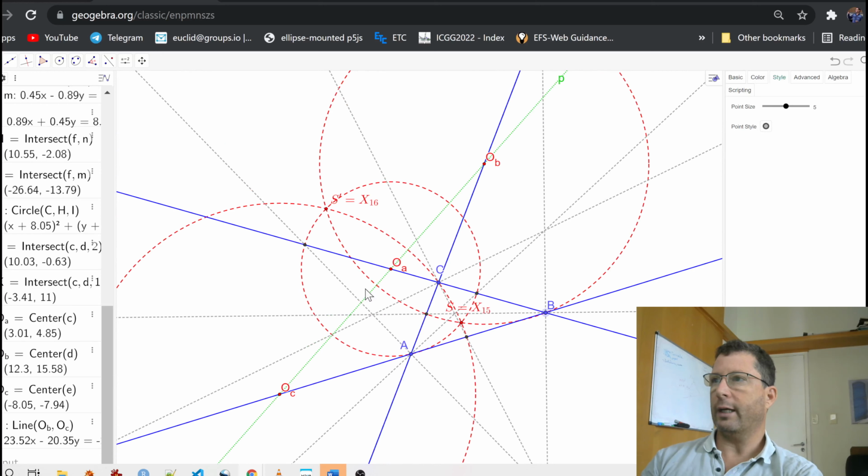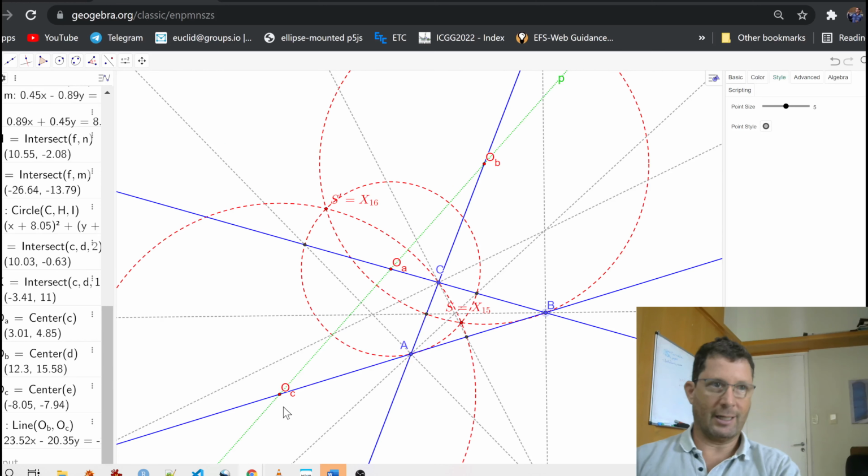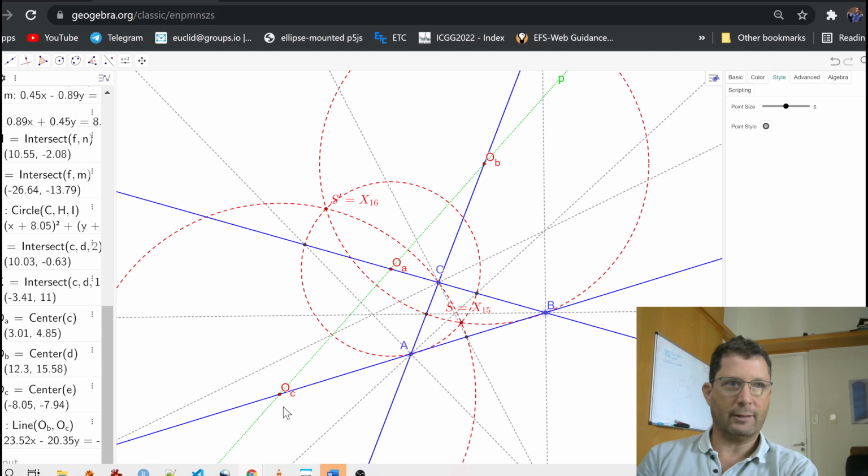You can see here that OA, OB, and OC are in fact collinear, as circles in the same pencil should be, right? The centers of circles in the same pencil are all collinear. So they're on the same, as we said before, elliptic pencil. Their intersections are X15 and X16.